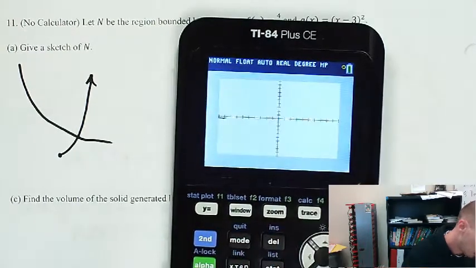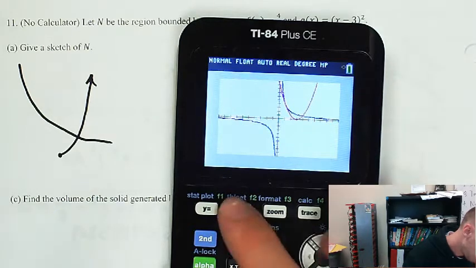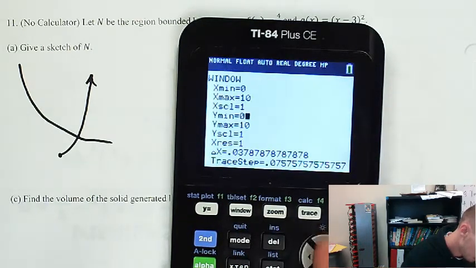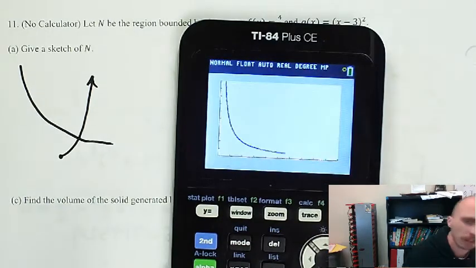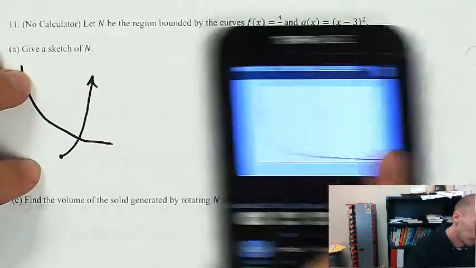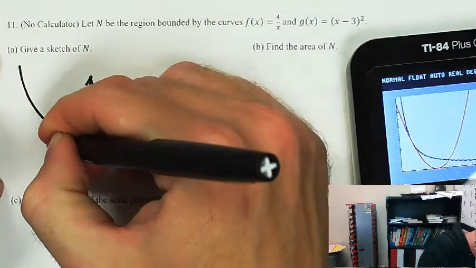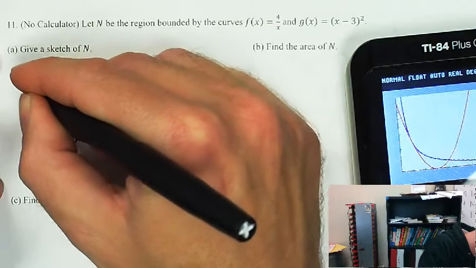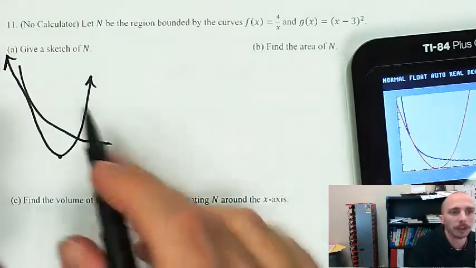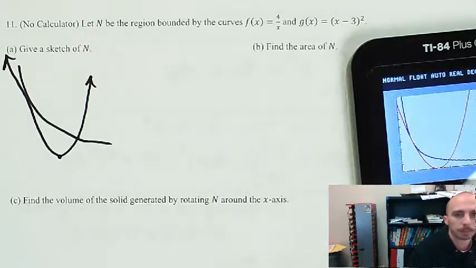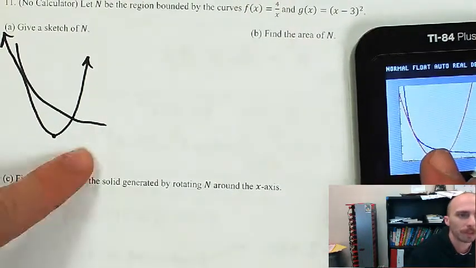I'm interested in the standard window. Let's see, they look kind of like they were sitting tangent to one another, and it definitely does look like they are. So, okay. How are you supposed to know that without a calculator? It doesn't look like a parabola at all, but you can just suppose it was. All right, that's the sketch.